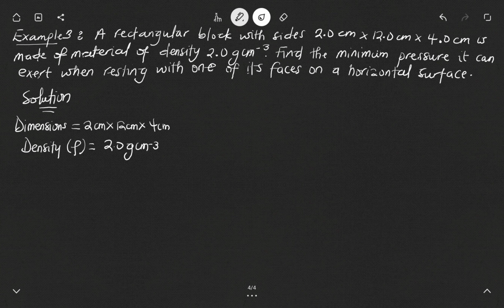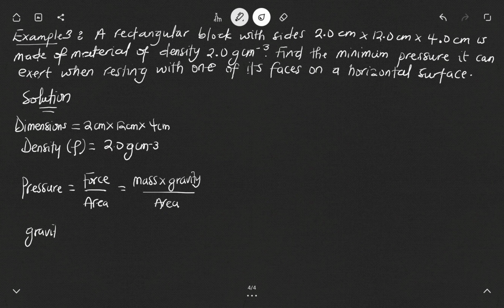All right, let's look at something. Now, in order for us to calculate the pressure, we need the force over the area. Now we know that from the dimensions we can get the area, so we don't have a problem. But the force, we can't find directly because we're given density. So let's break down force. We know that force is equal to mass times acceleration due to gravity. So we have mass multiplied by gravity, on area. Now gravity is approximately equal to 10 meters per second square.